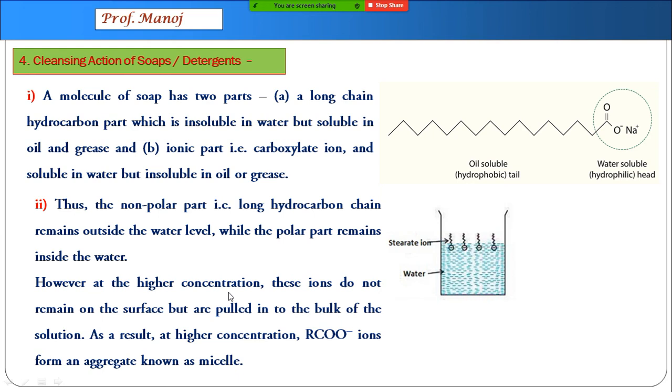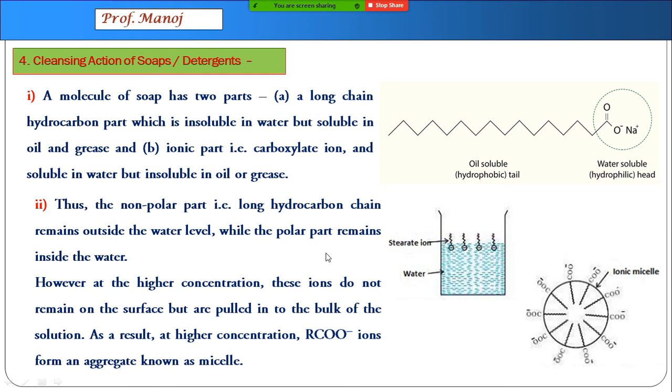When the concentration keeps on increasing, they will form a bulk together known as a micelle. So what you see here randomly, at a certain concentration becomes like this, wherein this wavy hydrophobic part is inside and this COO group is immersed in water. This unit is called a micelle, an ionic micelle. The moment a micelle is produced, the detergent is ready to do its cleansing action. If a micelle is not formed, the detergent cannot clean the surface.